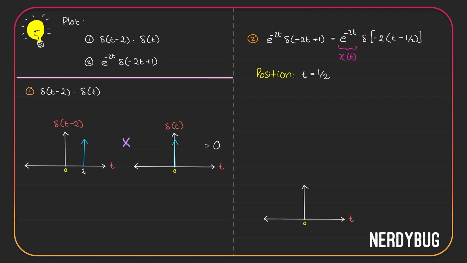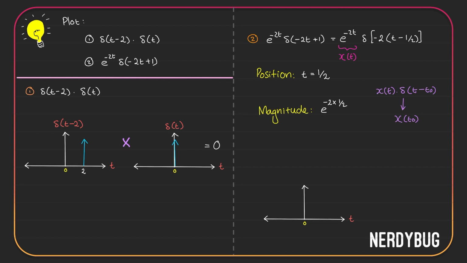So we have learned earlier, if we multiply some x of t with some delta of t minus t naught, what you actually get is the value of x of t at t naught. Here our x of t is e raised to minus 2t and our t naught is half. So for magnitude, we will get e raised to minus 2t at 1 by 2, that is e raised to minus 2 multiplied by 1 by 2.